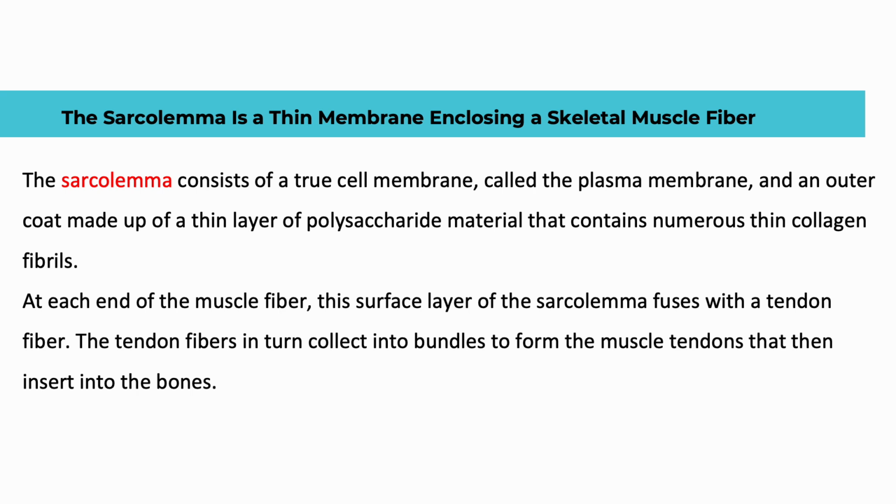The sarcolemma and tendon fibers work together to allow muscles to generate force as well as movement. The sarcolemma encloses the muscle fibers and provides a barrier between the inside and outside of the cell, while the tendon fibers provide a strong attachment point to bones, allowing the muscles to generate movement and transmit force to the skeleton.